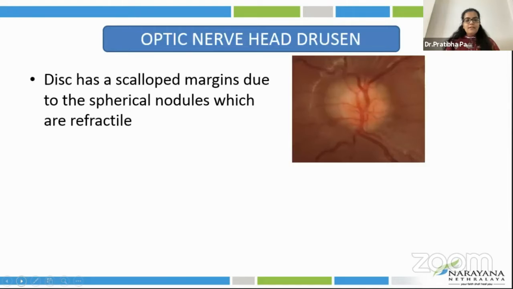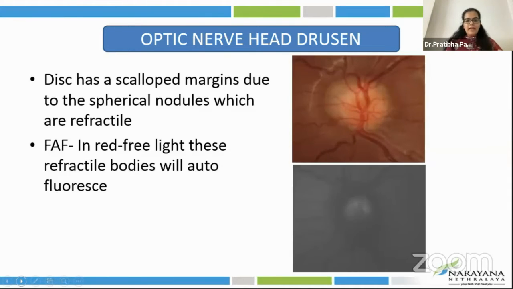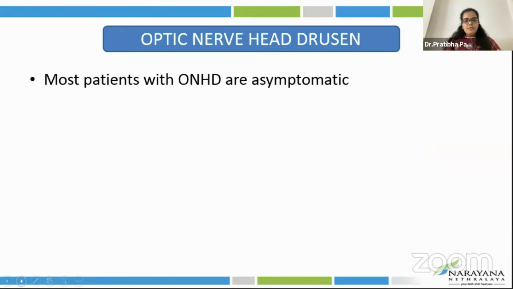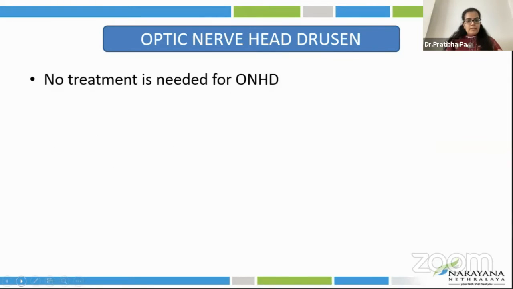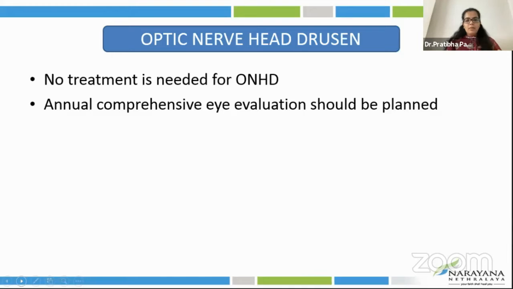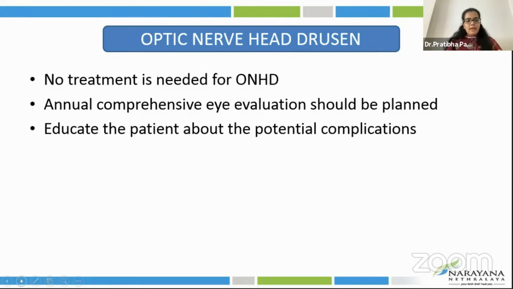Generally we see scalloped margins with spherical nodules, which can be very well seen on fundus autofluorescence. And B scan is definitely one of the diagnostic tests in optic nerve head drusen. Typically these patients are asymptomatic and few can have visual field defects. Disc hemorrhages are associated when it causes any occlusion in the vessels. And some people can be at risk of peripapillary choroidal neovascular membrane. So there's no treatment required. However, an annual comprehensive evaluation is something that we can plan and educate the patient about the potential complications.